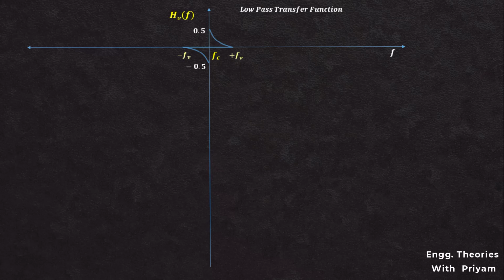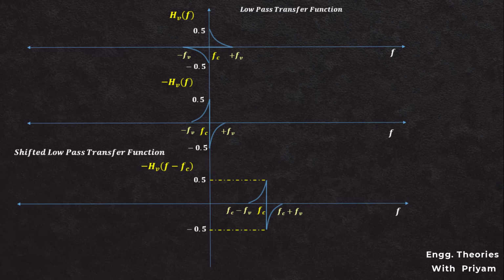At first, we will find the inverse of this function H_v(f), which is -H_v(f), and this also represents an odd symmetry function with the negative amplitude. Next, we will determine -H_v(f - f_c) by shifting the signal -H_v(f) to the right by the frequency f_c. And this -H_v(f - f_c) exists from f_c - f_v to the frequency f_c + f_v, and the center frequency is f_c. Though this function -H_v(f - f_c) is an odd symmetry function, it exhibits odd symmetry about the center frequency.